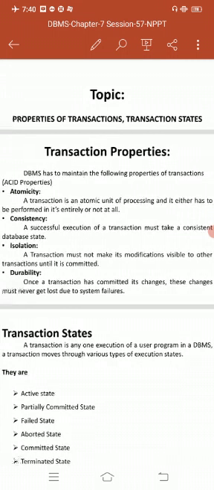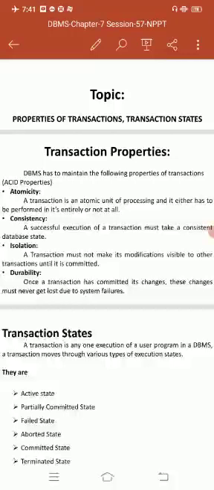So here, what is meant by atomicity? First one, atomicity. A transaction is an atomic unit of processing, and it either has to be performed in its entirety or not at all. That is called atomicity.